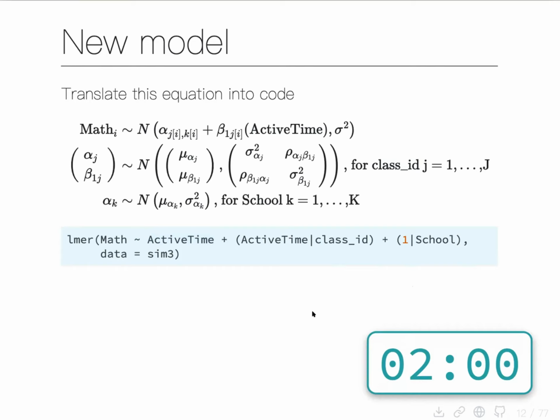Questions on that? I've got a question, Daniel. So we have active time as a fixed effect and as a random effect by class ID there. Am I interpreting that correctly? Yes. So you're basically saying whatever the effect of active time is on math scores, that effect is going to randomly vary between classrooms within schools. But you're saying you're going to assume that it's fixed across schools, but within a school, it's going to randomly vary between classrooms. Got it. Thank you.